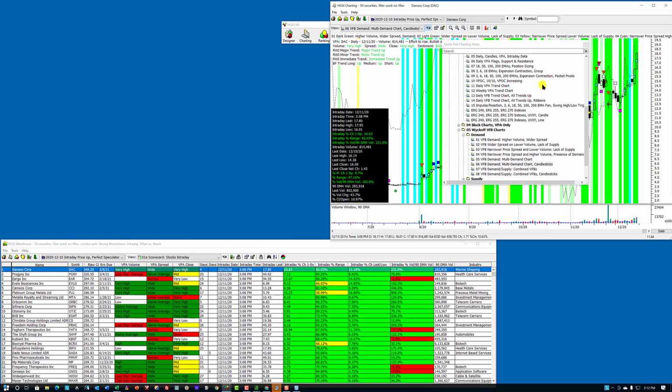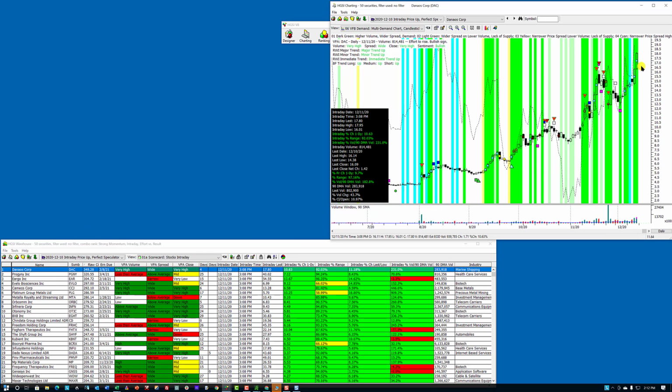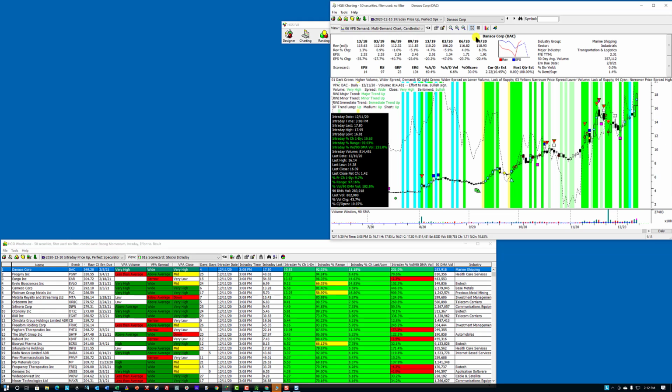Now, let's look at a few of these stocks. You can see that even though the market's weak, this is a marine shipping stock that has been in demand for several days now. There's an effort to rise here, another effort to rise here, an effort to rise here. This is after a low volume test. So it's gone from around $12 up to $18, and this is just a little over a week.